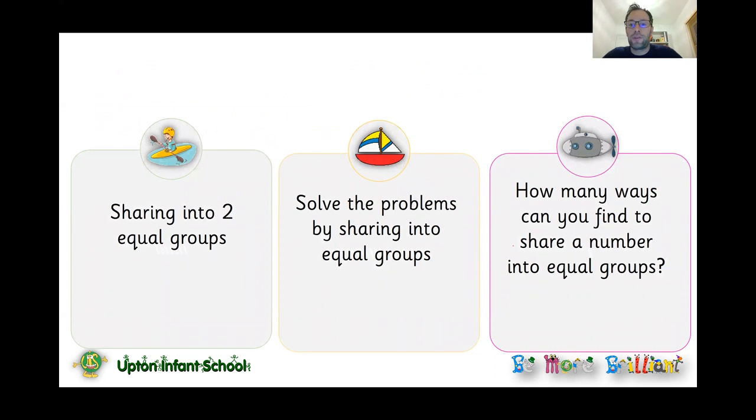Which brings us on to today's challenges. So our first challenge is sharing into 2 equal groups. So you might want to try that one. You might want to try solving the problems by sharing into other equal groups, or you might want to try the challenge. How many ways can you find to share a number into equal groups? Let's talk those through one at a time.